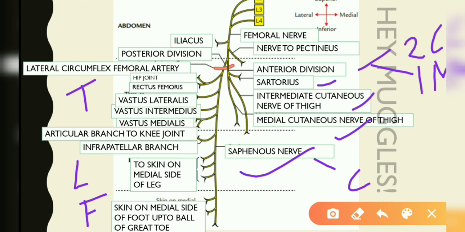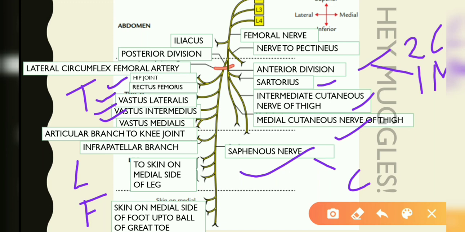Right. So quadriceps femoris consists of rectus femoris muscle, vastus lateralis, vastus intermedius and vastus medialis. Quadri means 4. So these are 4 muscles, and these are collectively known as quadriceps femoris. So these are rectus femoris, vastus lateralis, vastus intermedius and vastus medialis. These 4 muscles, that is your quadriceps femoris, are supplied by the posterior division of the femoral nerve.